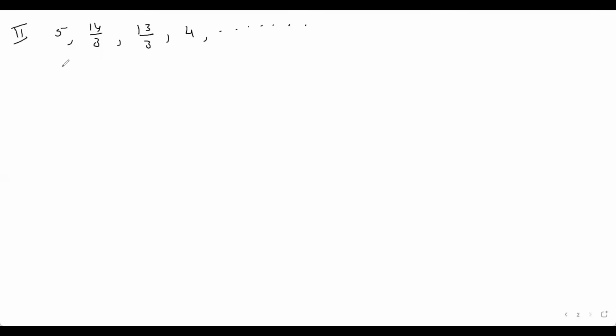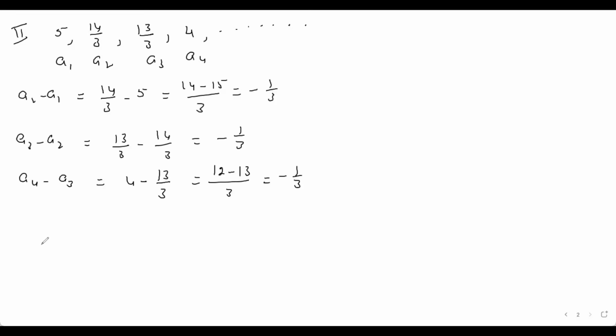Now first I am to find whether this forms an AP or not. So a2 minus a1 is equal to -1 by 3. a3 minus a2 is -1 by 3. a4 minus a3 is -1 by 3. So common difference is same. So this forms an AP.